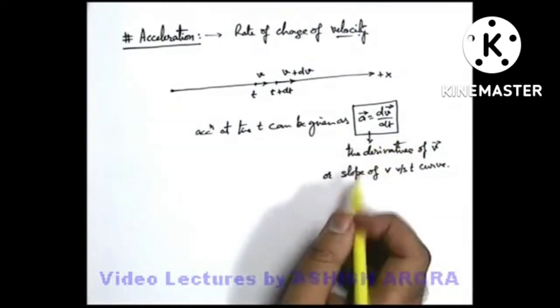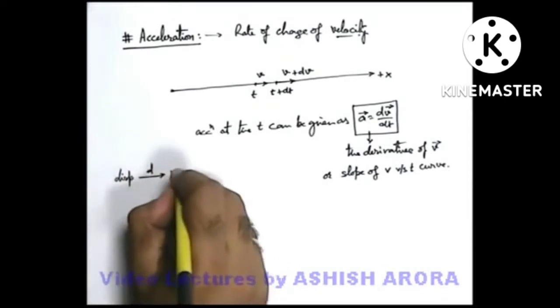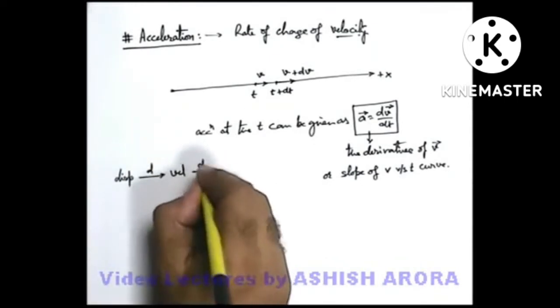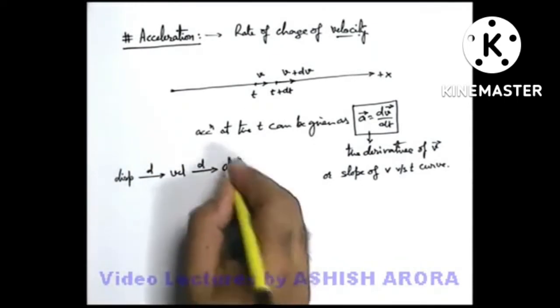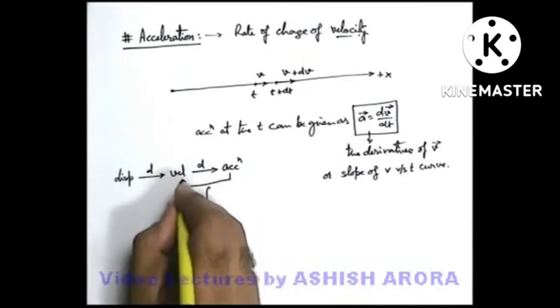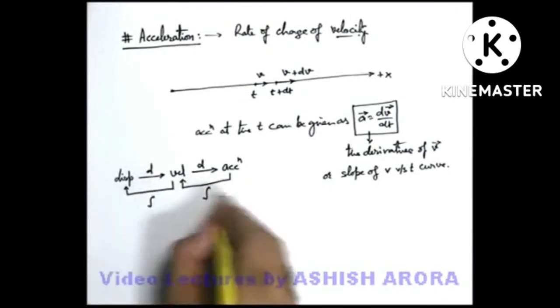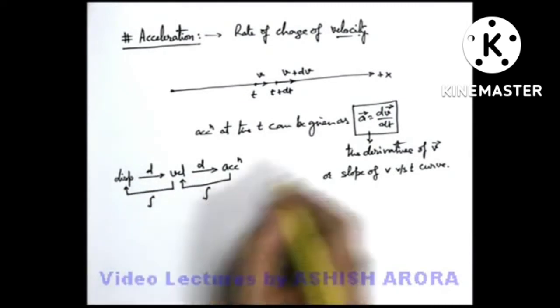From here we can also analyze one thing, as we have studied. If we differentiate displacement, we get velocity. If we differentiate velocity with respect to time, we get acceleration, and vice versa is also true. When acceleration is integrated we get velocity, and when velocity is integrated we get displacement. We are going to discuss several applications or examples based on this concept.